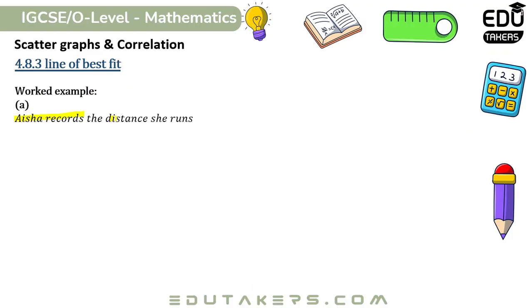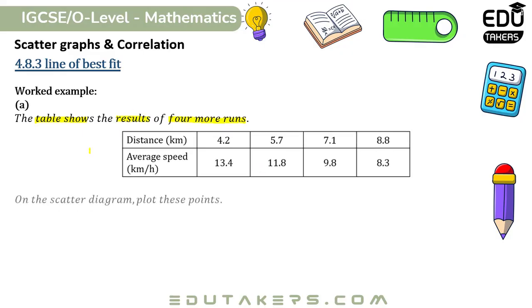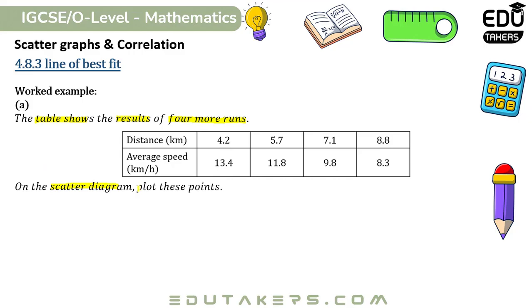Worked example. Aisha records the distance she runs and her average speed. The results are shown in the diagram. The table shows the results of 4 more runs. On the scatter diagram, plot these points.